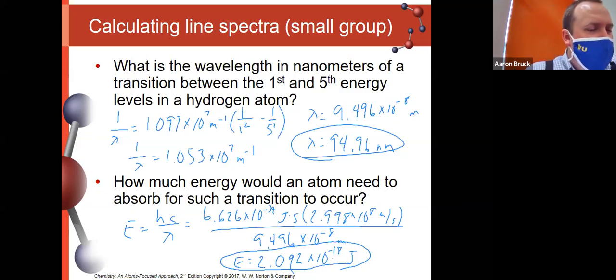For wavelength, energy is equal to Planck's constant, h, multiplied by the speed of light, c, divided by the wavelength lambda. And if you had done that, you would have got 2.092 times 10 to the negative 18th joules.